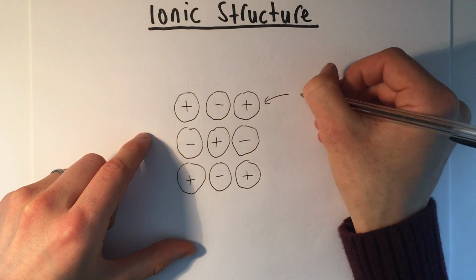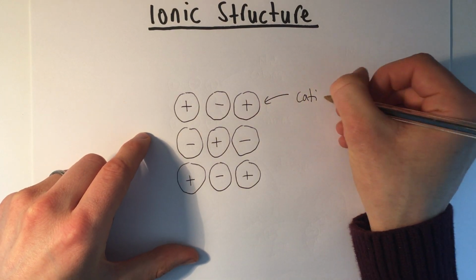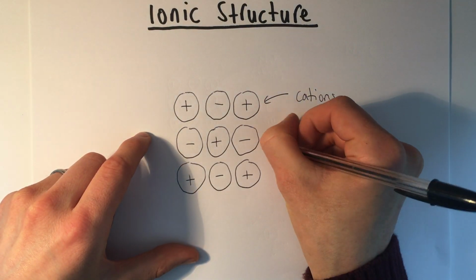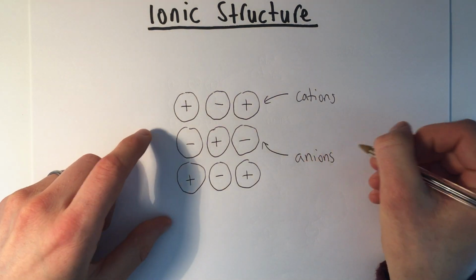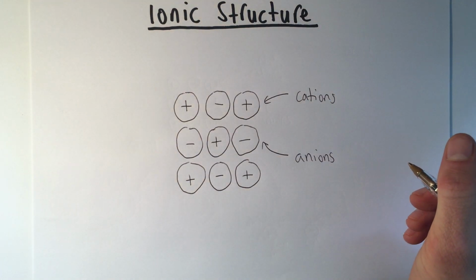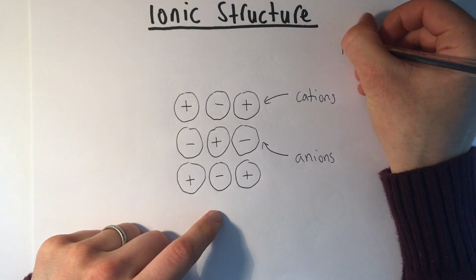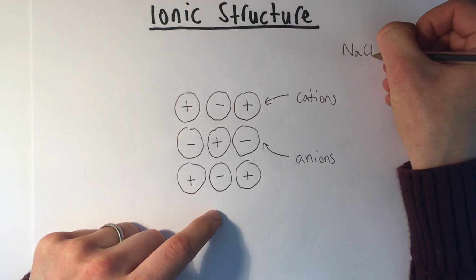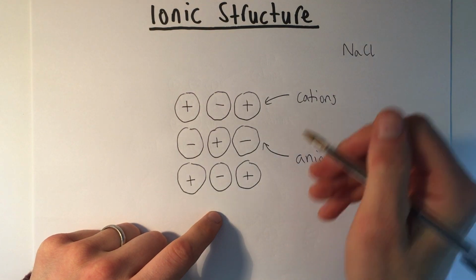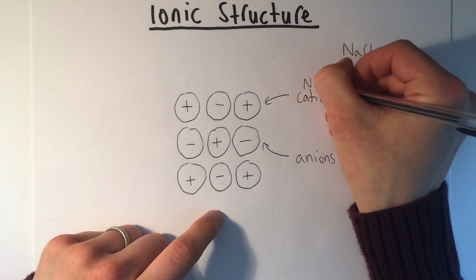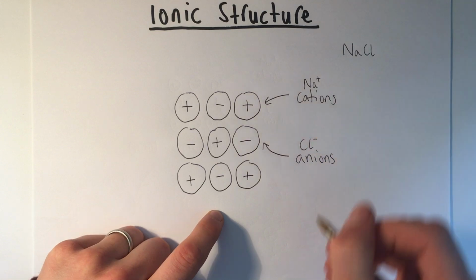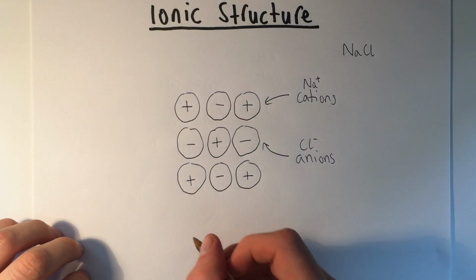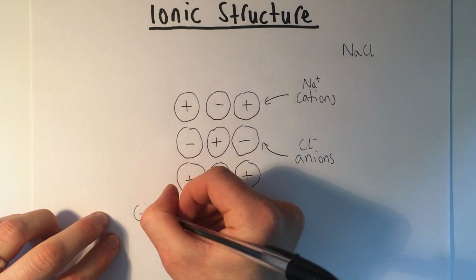I'll label that these are the cations. These are the anions. The easiest and most common example of an ionic compound is sodium chloride, which we commonly just call salt. And that's made of sodium cations, Na+, and chloride anions, Cl-. We call the structure a giant ionic lattice.